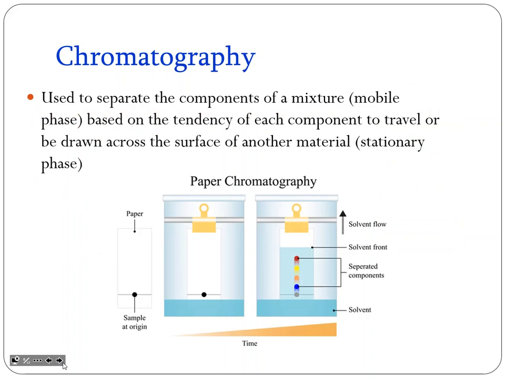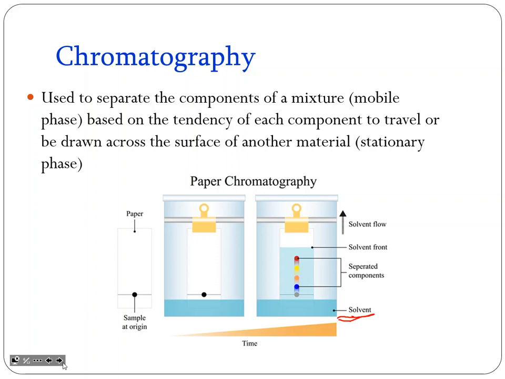Chromatography, like I said, we're going to do a separate lab on this, where we separate components of a mixture based on the tendency of each component to travel or be drawn across the surface of another material. You have a mobile phase and a stationary phase. The stationary phase is the paper. The solvent at the bottom is going to be the mobile phase because it's going to creep up the paper. It's going to go up the paper.